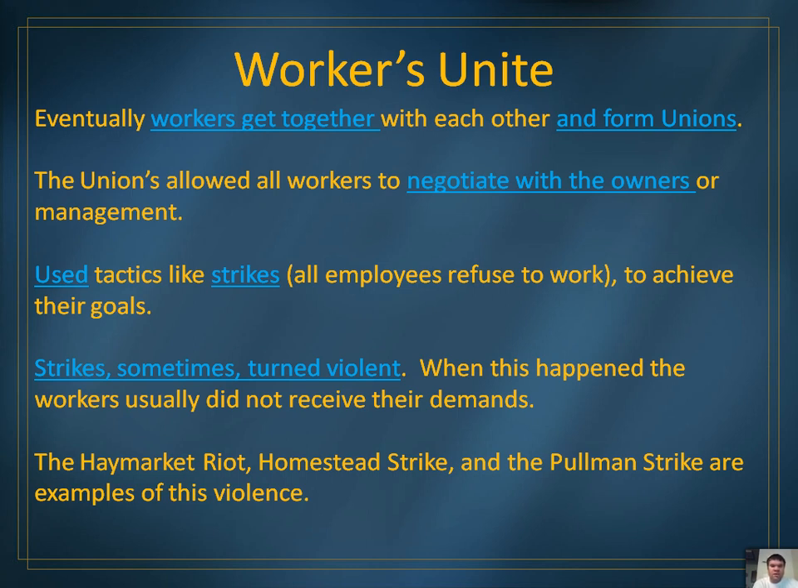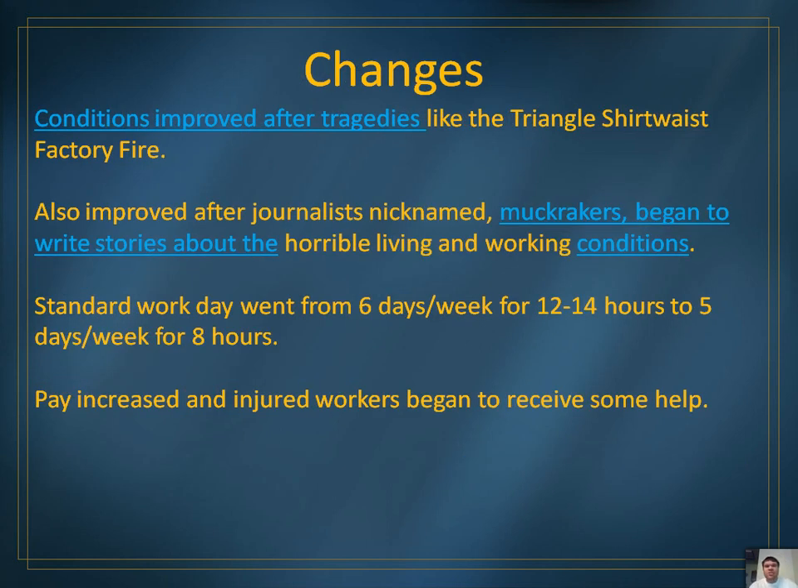Some of the examples of strikes that turned into violence: the Haymarket riot in Chicago, the Homestead strike in Pennsylvania, and the Pullman strike in Chicago are all examples of this violence that erupts during a time of strikes. And in all three of those situations, the workers lose out. Now, some changes do occur. Conditions start to improve after tragedies, like the Triangle Shirtwaist factory fire. We're going to talk about that one in depth in class.